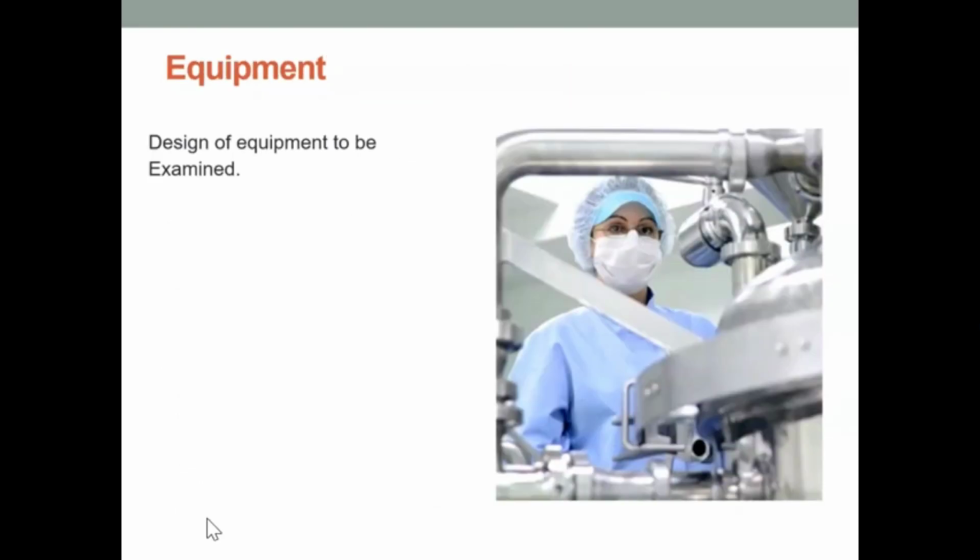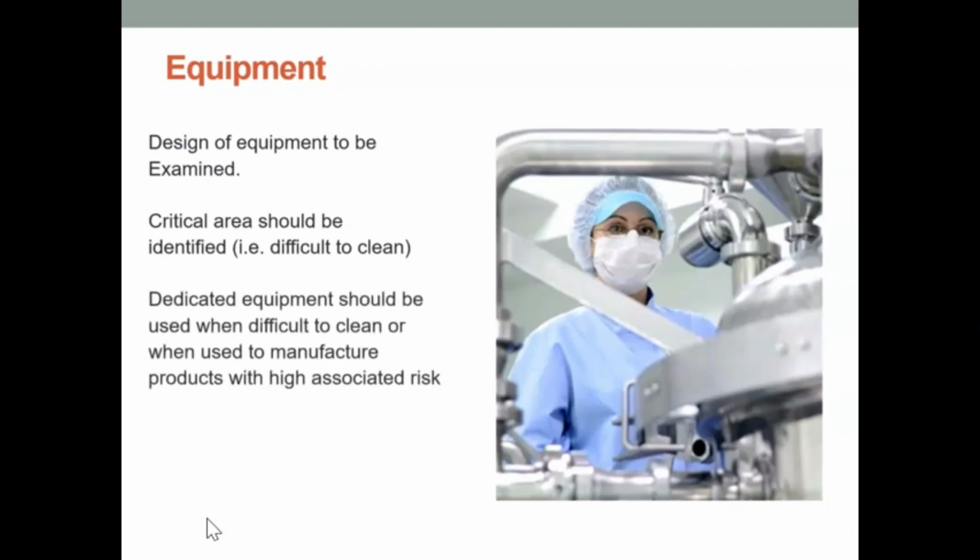Equipment. When we are doing up our user requirement specification, upfront is the time to be thinking about how you're going to clean this piece of equipment, and that should be an important consideration for you. So the design of the equipment needs to be checked and examined. Critical areas should be identified, so in reactors, areas that the spray ball might not be able to reach, any difficult to clean areas that you need to be knowledgeable about, where those critical areas are and how best to clean them. Dedicated equipment should be used where you have a difficult to clean product or when you're manufacturing products that have a very high associated risk with them.